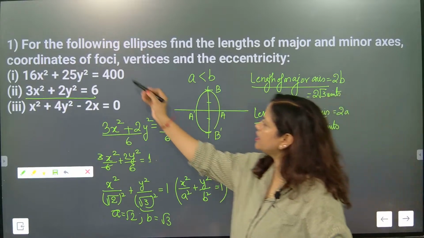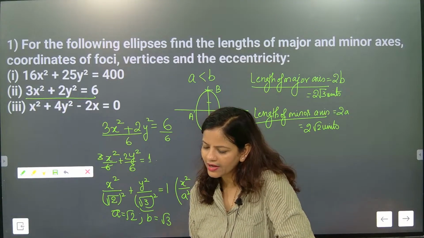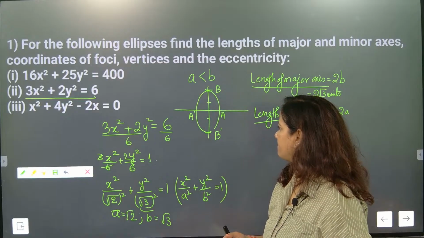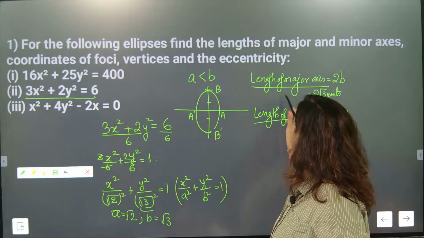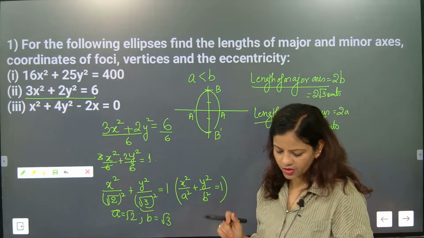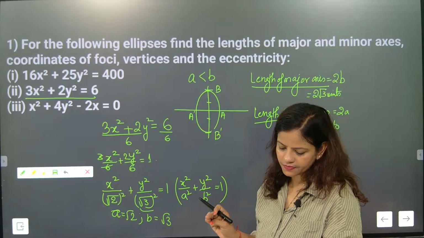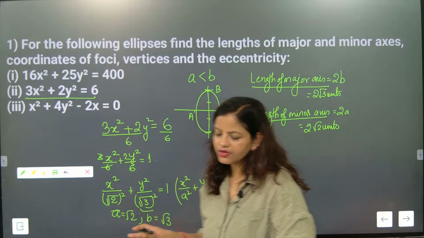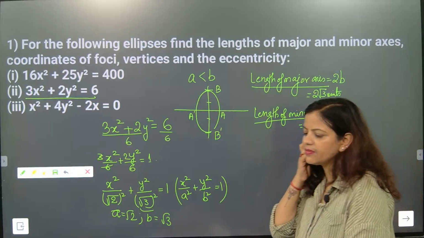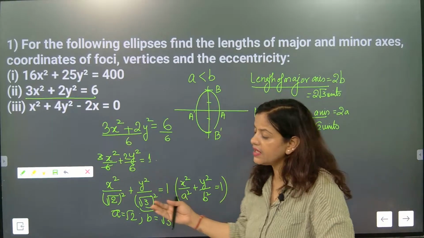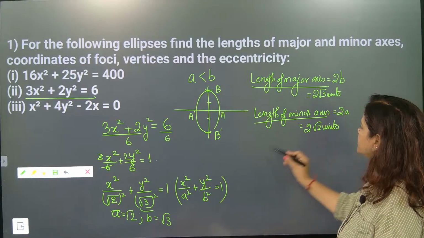And what they asked for next: coordinates of the foci. Length of the major axis will be 2b and 2a. Check one time, beta. Compare and check. 2 root 3 and 2 root 2 will be coming. That is the major and minor axis. Check one time, because the value of a is coming as root 2 and the value of b is coming as root 3. After that, you have to find the eccentricity.